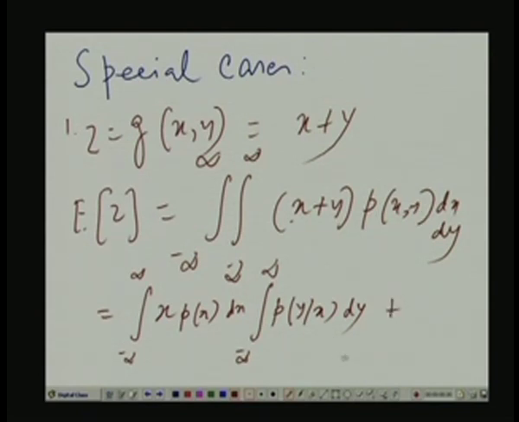Similarly, I can also break it, p x comma y can be broken as a product of p y and p x by y. So, that leads to, but this integral is 1 because given x, this is the probability of getting a particular y, and then y is moved over the entire range. So, total probability will be definitely 1 because some value or other must come, this is a certain event. So, I am left with 1 times this integral, and this is nothing but expected value of x.